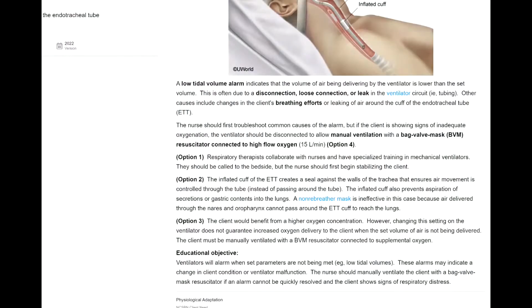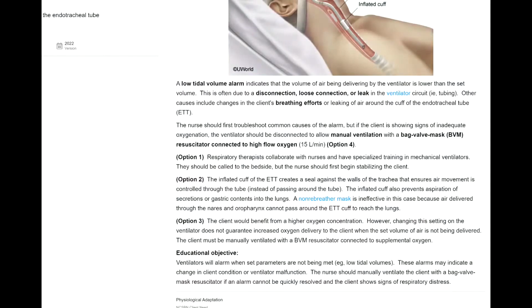Looking at our incorrect options here, first off, calling the respiratory therapist would delay care. Our client is in distress and needs oxygen now. We don't know how long it would be until a respiratory therapist could come to the bedside, so we want to make sure that we are intervening quickly. Next up, a non-rebreather mask would be ineffective in this client because they have that tracheal cuff I mentioned earlier.